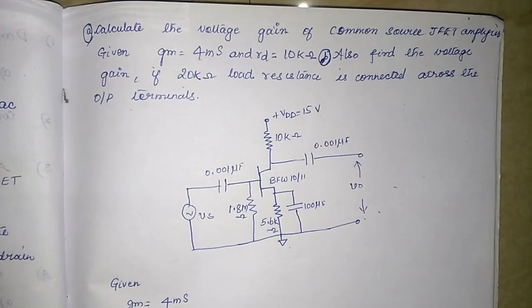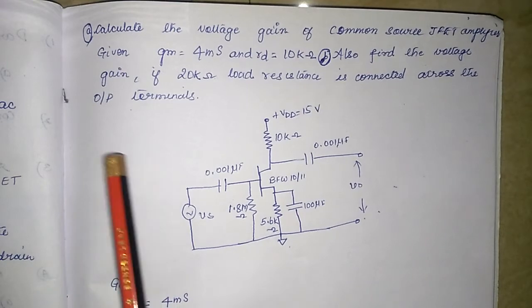Continuing with the common source JFET amplifier, we have already derived an expression for the voltage gain. Let us now solve a problem on that. So, what is the question?